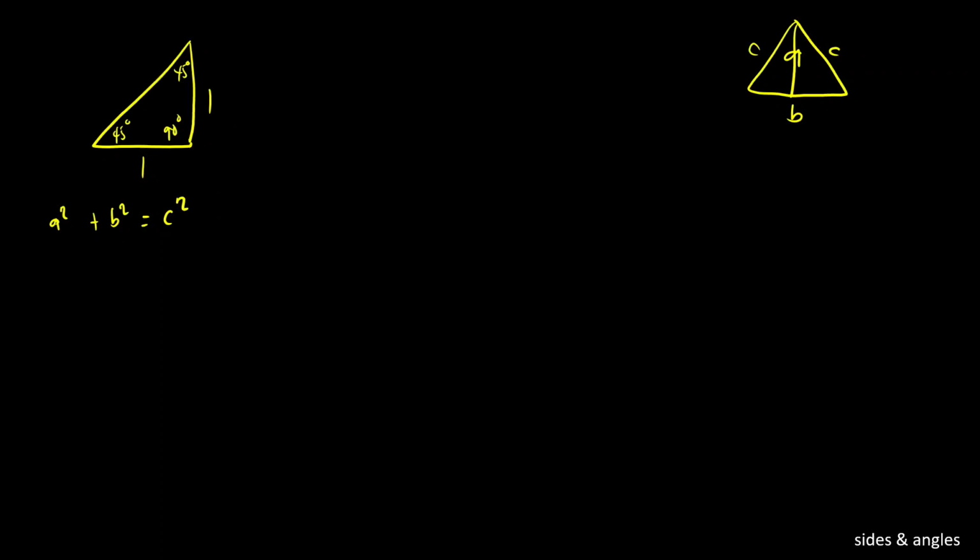So our A is 1 squared, our B is 1 squared, our C is unknown. So 1 squared is 1, plus 1, and C squared. 1 plus 1 is 2 equals C squared. Square root both sides. So we have our C now, which is square root of 2. Therefore, here is the value, square root of 2. Okay?